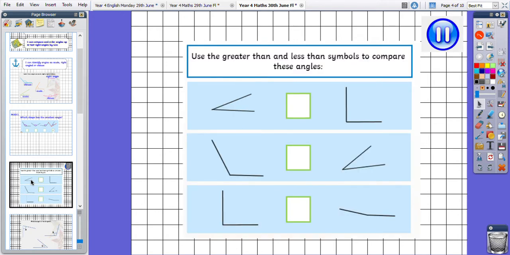So now it's your turn. Use greater than and less than symbols to compare these angles. So pause the video and using your crocodiles to show which angle is bigger. Off you go.